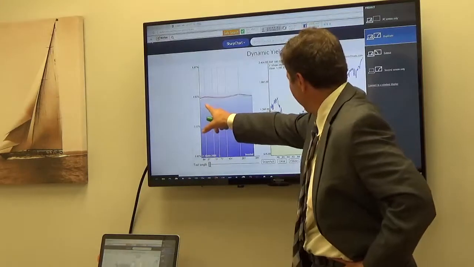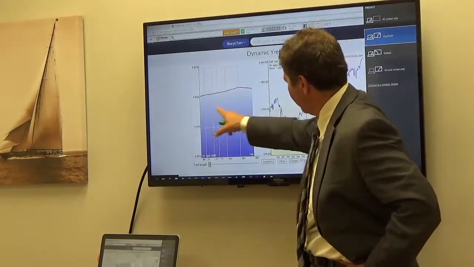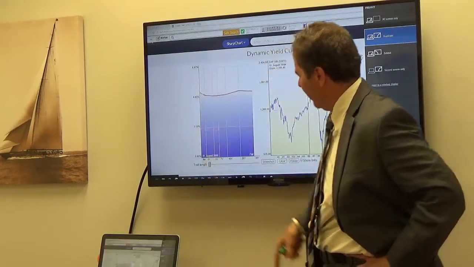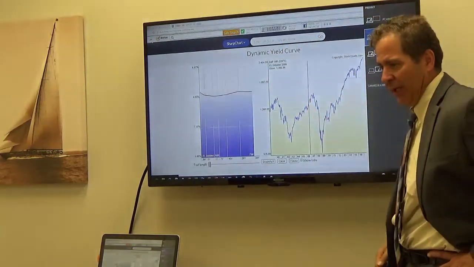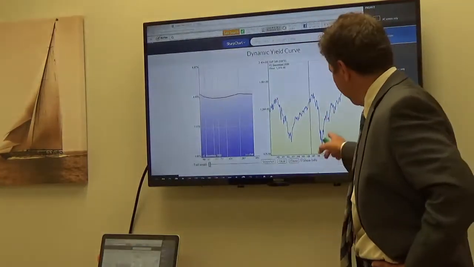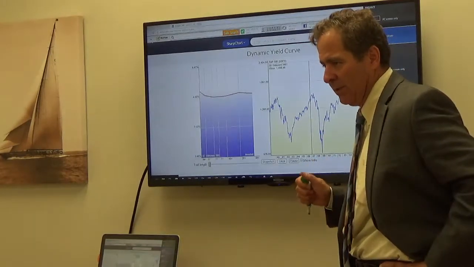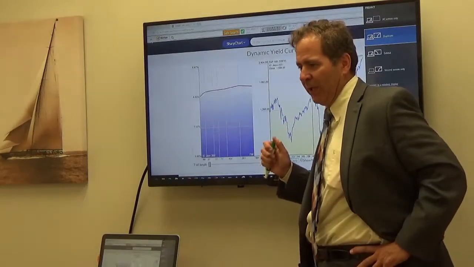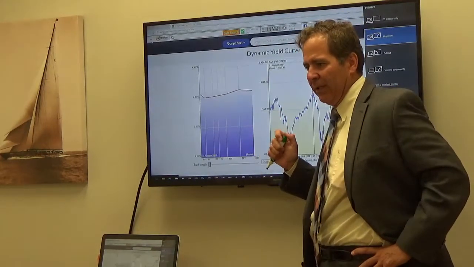Now it looked like it inverted right there, but watch, it'll just invert any second now. Now, it inverted, and then the peak was about a year later in the stock market. And we were in a recession within 24 months. That is the recession. And if you go back in time, the yield curve has been one of the best predictors of the business cycle.